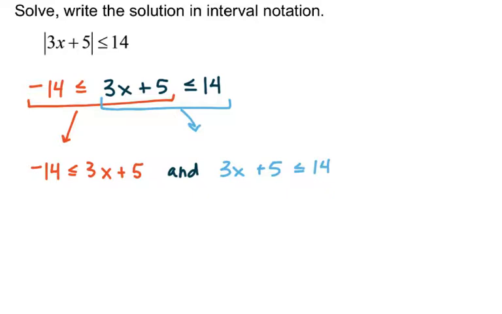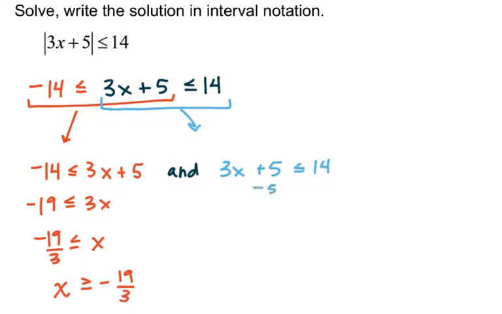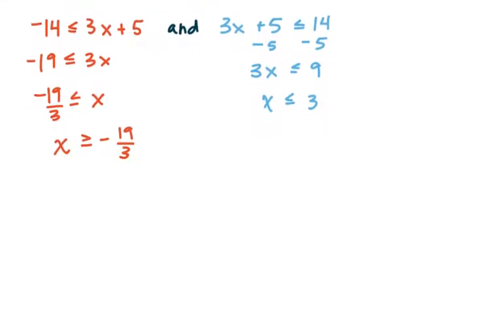Here I'm going to subtract 5 from both sides. That's negative 19 less than or equal to 3x. Divide by 3, negative 19 thirds is less than or equal to x, or rather x is greater than or equal to negative 19 thirds. And on the other side, I will subtract my 5. That gives me 3x is less than or equal to 9. Divide by 3, x is less than or equal to 3.